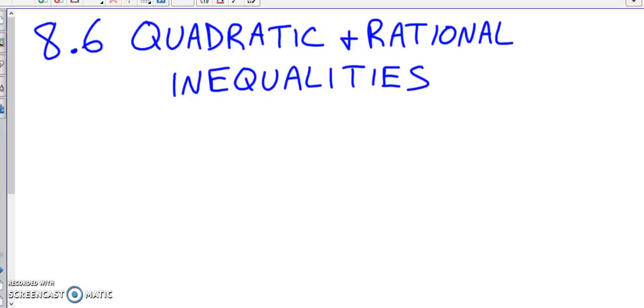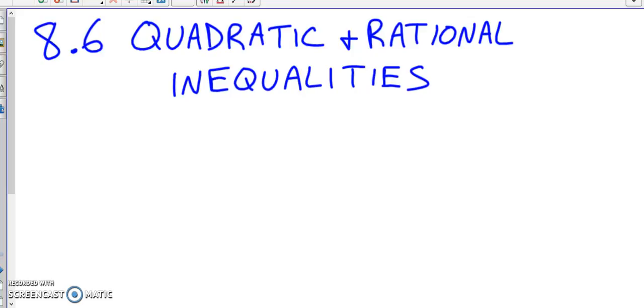Bridges, section 8.6, quadratic and rational inequalities. I know this is kind of a weird section. This section comes right after 6.7 and before we go into chapter 7. Yeah, it's weird, but I know what I'm doing.